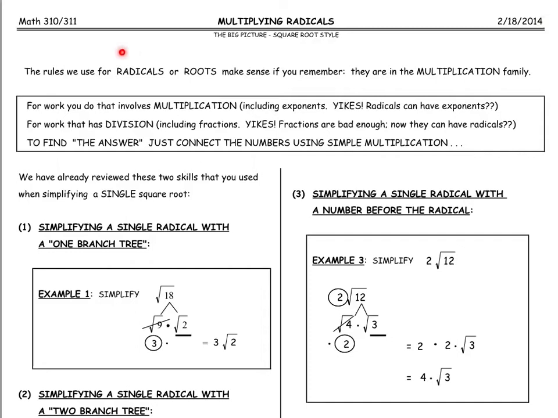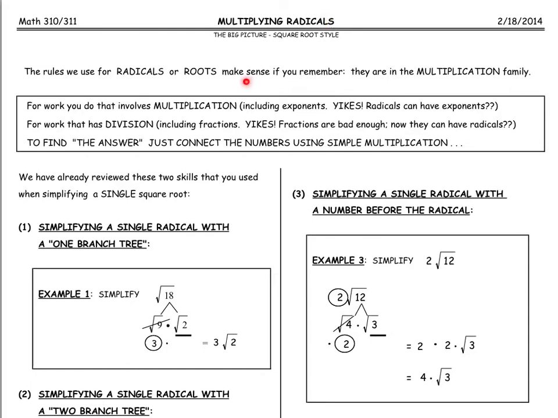The rules for radicals or roots, depending on what you want to call them, make sense because they're in the multiplication family. The same logic that allowed us to break up rad 18 into two pieces so that rad 9 could be simplified and be evaluated as a 3, the same rules allowed us to do any kind of multiplication that we want. And not just for square roots, which is what we're going to focus on here, but for cube roots, fourth roots, any root you want.